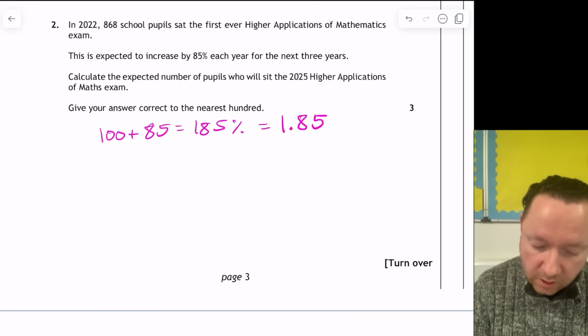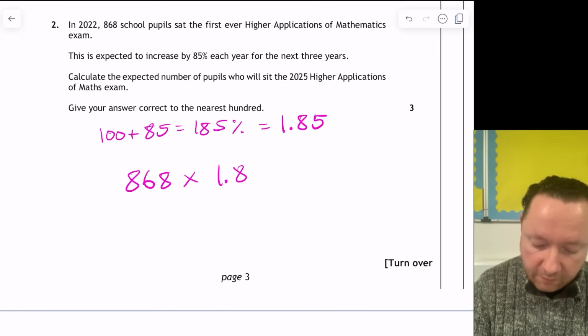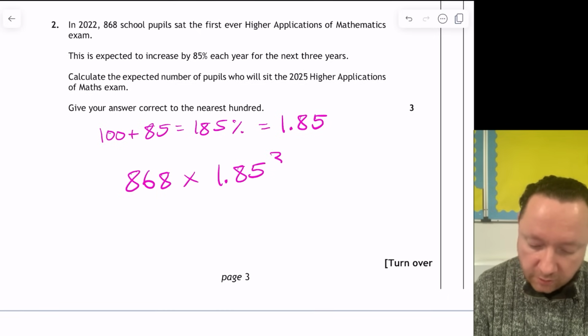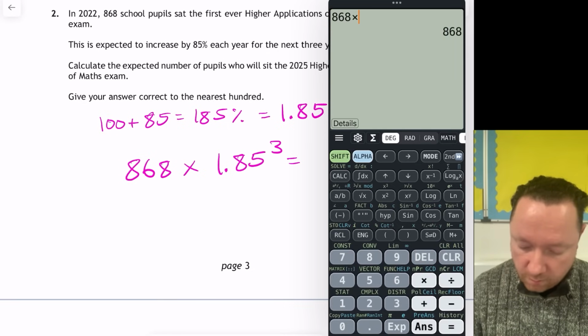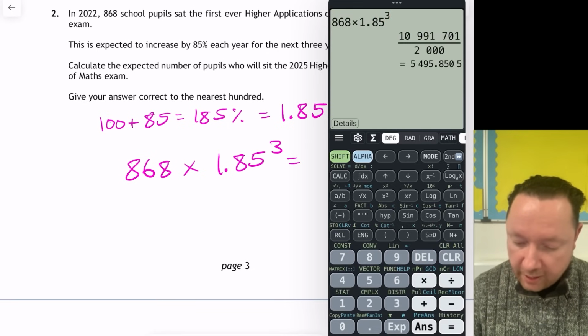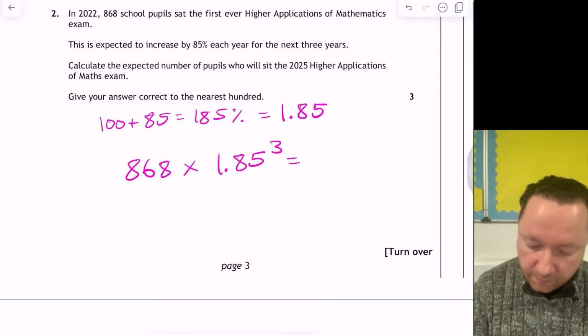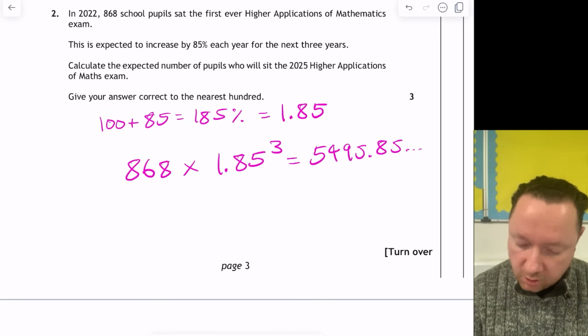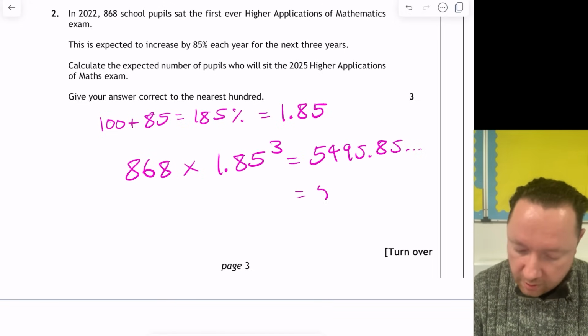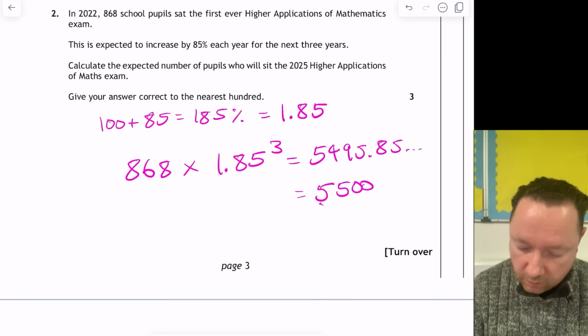So that means we start off with 868. We times by 1.85, and the power is 3 because it's 3 years. Using a calculator, 868 times 1.85 to the power of 3 is 5495.85, a bunch of other numbers, but we have to round to the nearest 100, so that's 5,500, and we're done there.